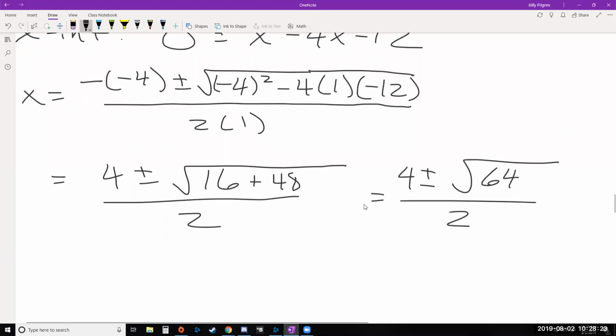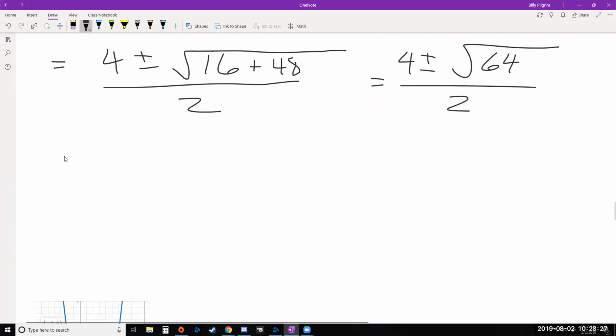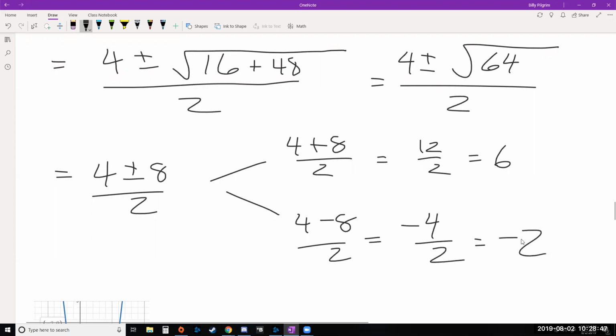Doesn't always have to be a perfect square. If it wasn't, we'd throw it in the calculator and we get a decimal approximation, best we could get. But in this case, we get 4 plus or minus 8 over 2. We split it into our two cases, 4 plus 8 over 2, and 4 minus 8 over 2. This gives us 12 over 2, which is 6. This gives us negative 4 over 2, which is negative 2.